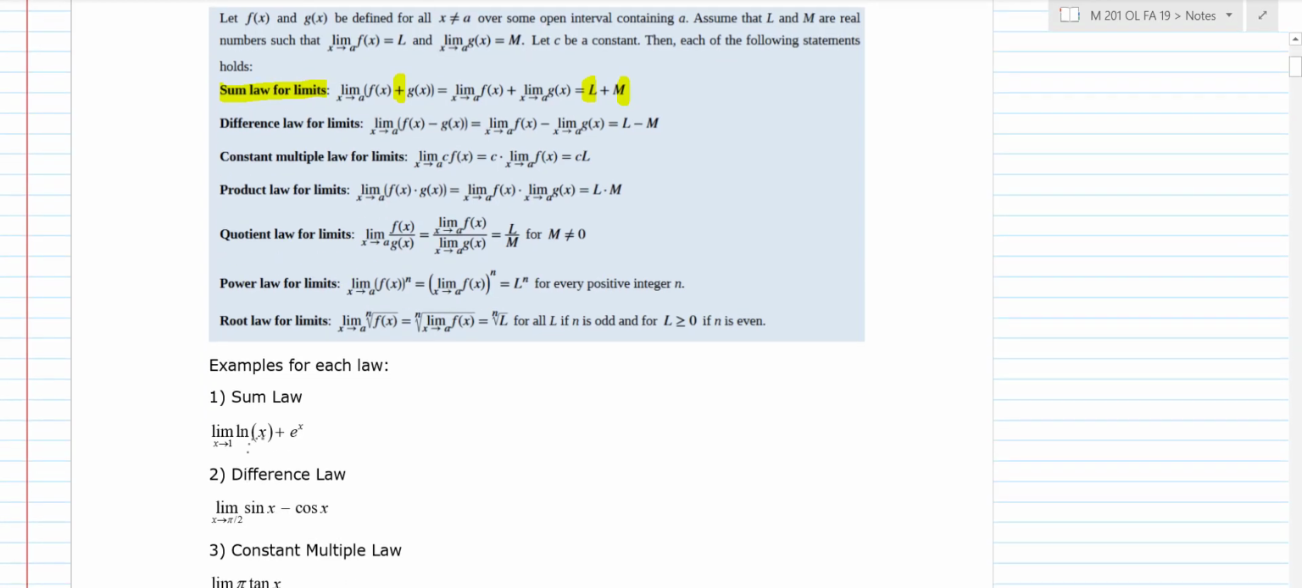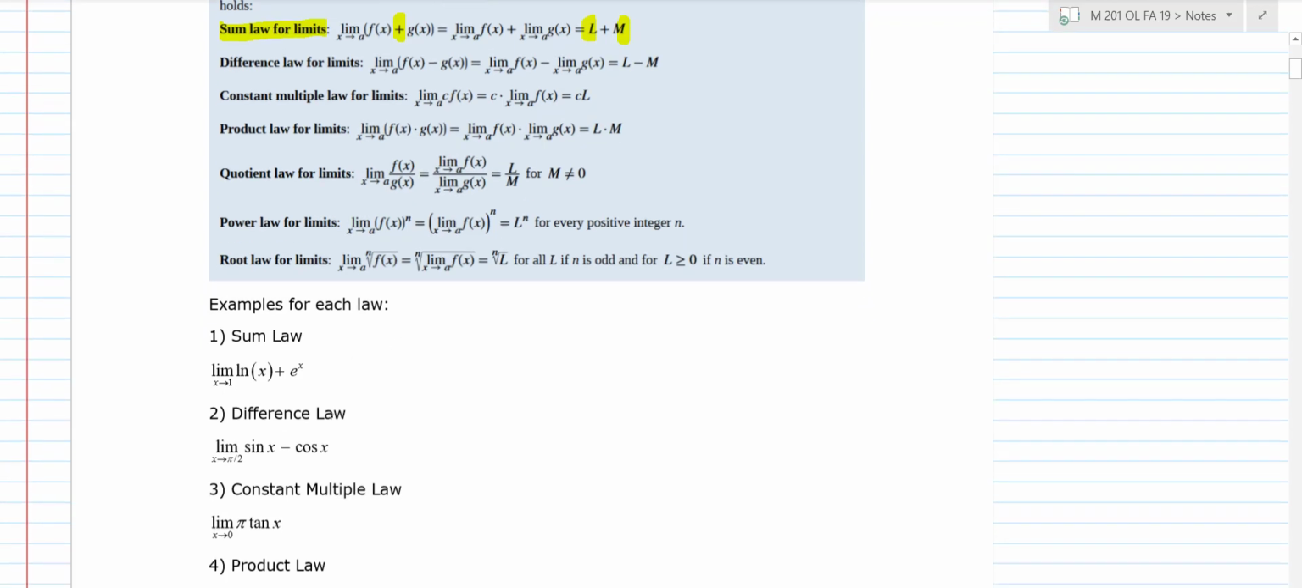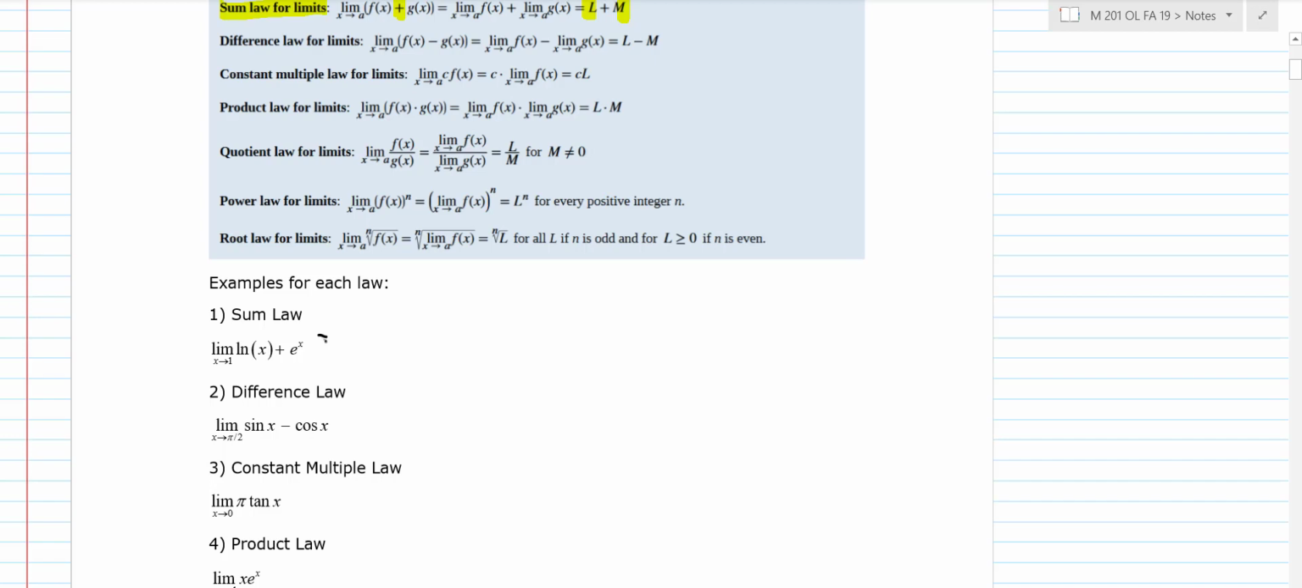So here's an example. The limit as x goes to 1 of ln x plus e to the x. To demonstrate this with the limit law, you would do the limit of the first function, which is ln of x, and then x goes to 1, be sure you put that in there, plus the limit of the second function, e to the x, as x approaches 1. Then we just plug the number in. So we would do ln of 1 plus e to the first.